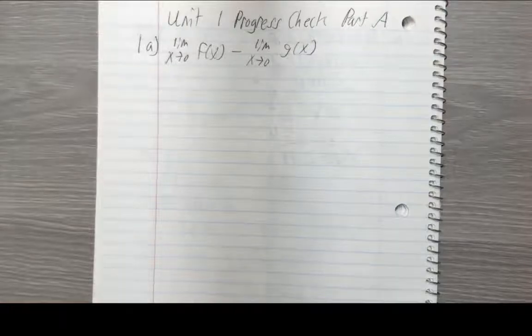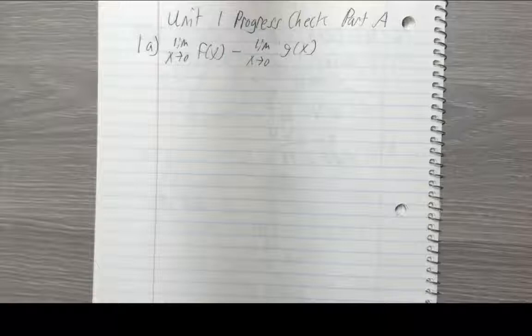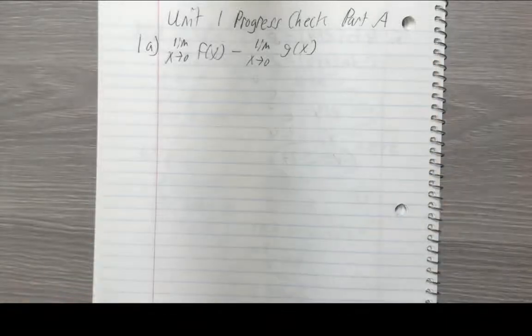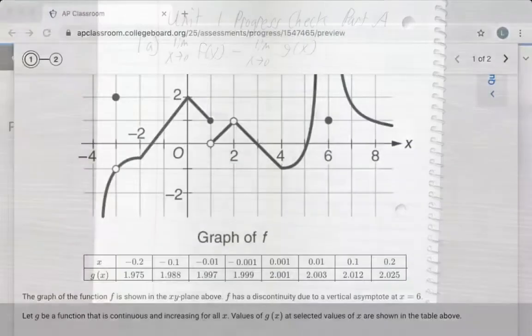That's the definition of the difference limit law. All right, so to estimate this value, let's split it up. Let's focus solely on finding the limit as x approaches 0 of f and the limit as x approaches 0 of g, and then we can just subtract those values. All right, so let's go back to the actual problem.